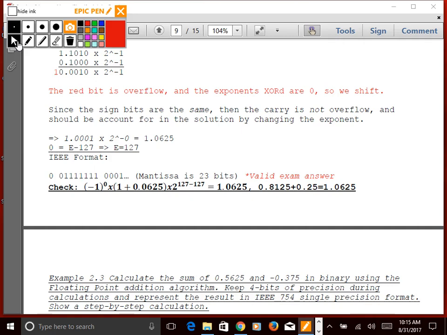Does that make sense? Does anybody have any questions on this? I'll be happy to discuss again. We're going to go over 2 more examples, but with sign 2's complement in a moment.